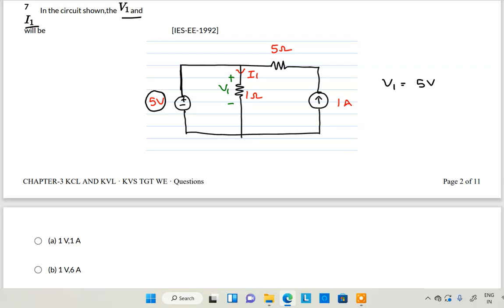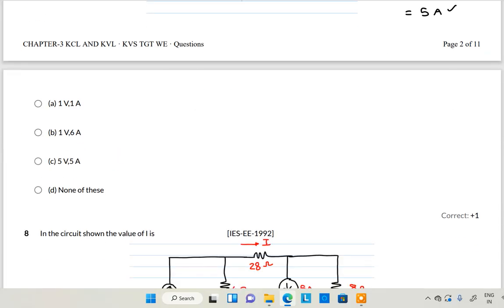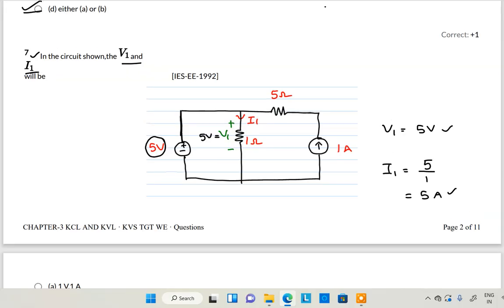So one of the voltage values is known. Next, I1. Once this is 5 volt, the current I1 is equal to V by R. What is the V? 5. What is the R? That is equal to 5 amperes. 5 volt comma 5 amperes. Look at the options. 5 volt comma 5 amperes. Which option is correct? Option C is the correct option.